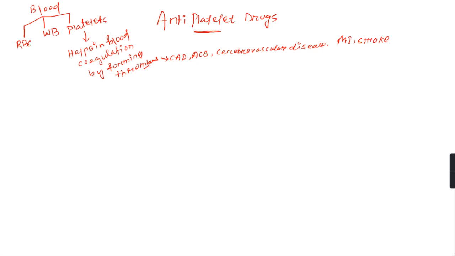So basically, antiplatelet drugs are the class of drugs that prevent the thrombus formation that takes place in the human body. So basically, platelet aggregation takes place in three steps: adhesion, activation and aggregation. Okay, let's discuss one by one in a sequential manner.